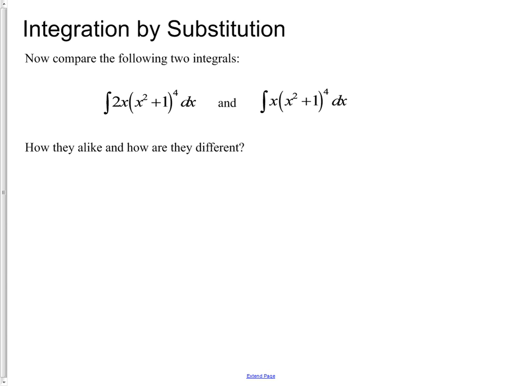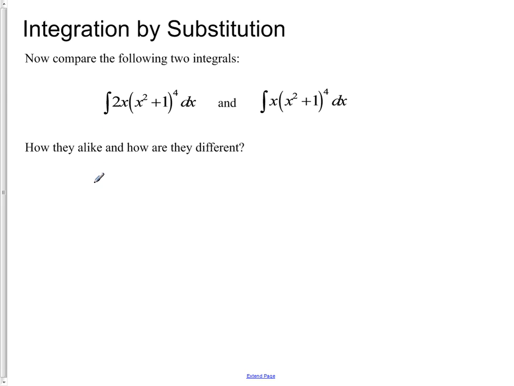So let's do a little comparison shopping right here. We've really gone over problems like this first one in the last video. That is, we could certainly see how these two functions right here could be said to be a substitution, where we have an inner function of x squared plus 1 and a derivative of 2x dx, but we have a very similar function, but somehow different with this. How are they alike? How are they different?